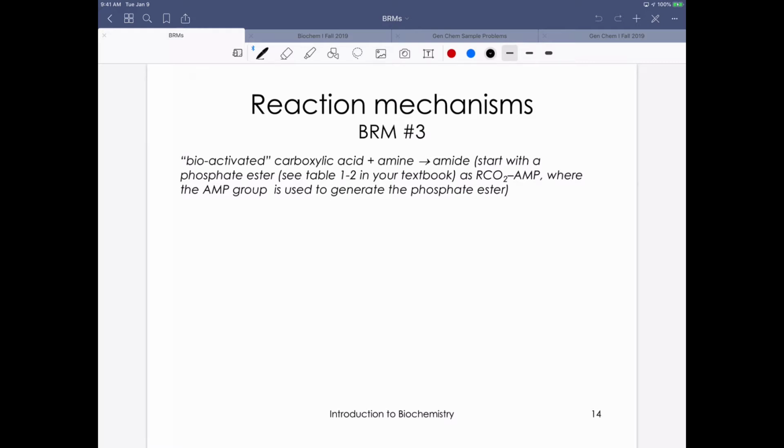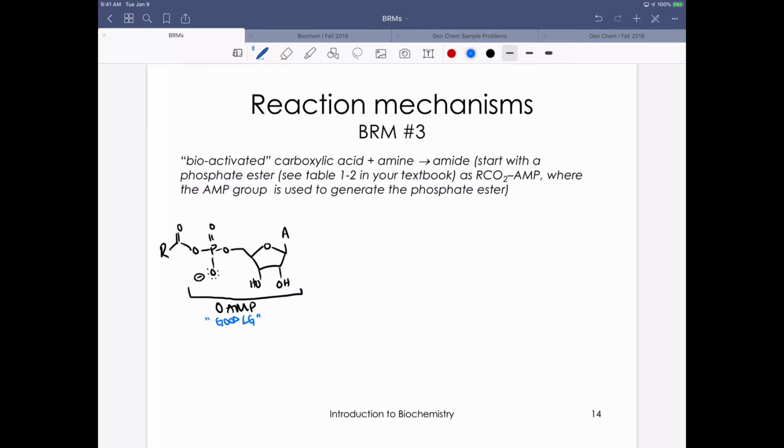So again, with this one, I just want you to realize that we're generating a good leaving group here. So I'm going to draw out what the structure of this is, but I indicated for your mechanism that you can basically just write an OAMP group. So I'm going to draw out what this looks like, and then we'll abbreviate it. So again, this whole group right here, we are just calling OAMP. So this is adenosine monophosphate. So we'll learn more about the structures of these when we have our nucleic acids chapter. But again, the whole purpose of this is that we generate something that is a good leaving group.